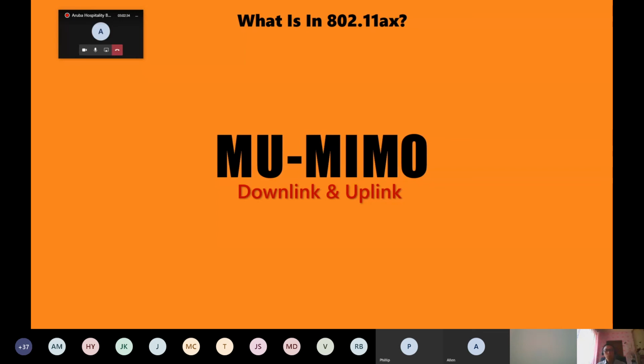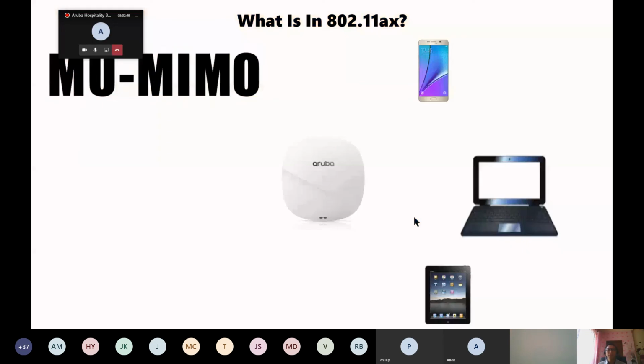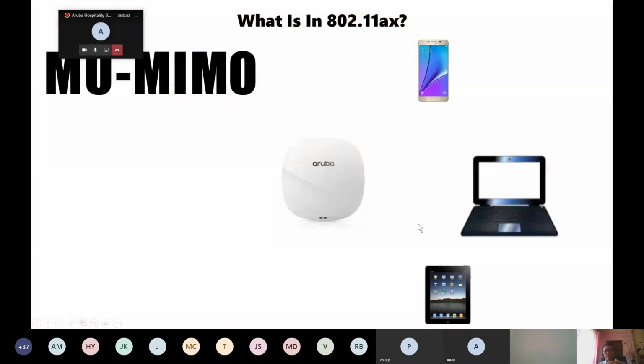Now, Wi-Fi 6 also has MU-MIMO. Now, MU-MIMO is not new. It was available in 11ac, Wi-Fi 5. But with Wi-Fi 6, it introduces MU-MIMO for both downlink and uplink. That makes it a difference. Now, MU-MIMO is a little different.